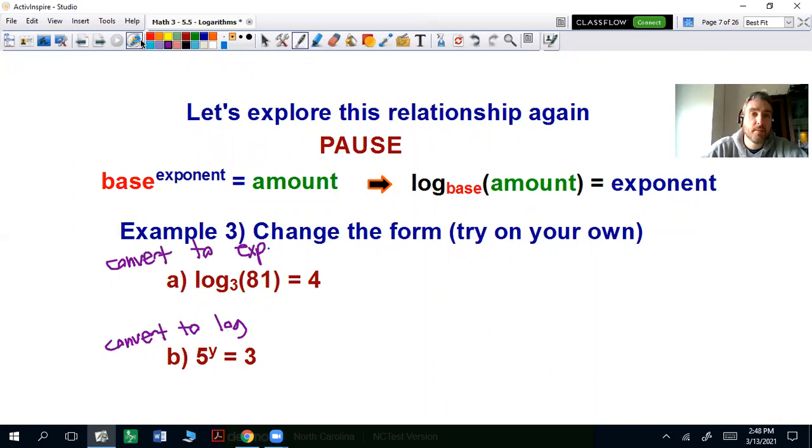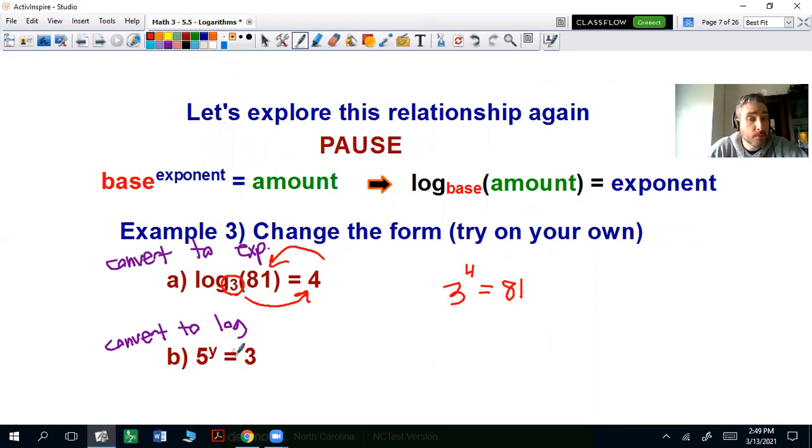Okay, hopefully you've had enough time to check this out. We'll go over the answer. So this is going to be 3, that's your base, to the 4th power. And that's going to be equal to 81. So 3 to the 4th power is equal to 81. You could check that one in your calculator if you needed to.